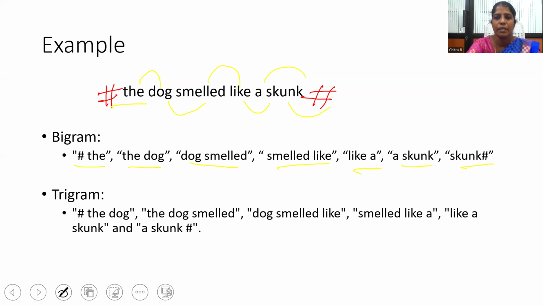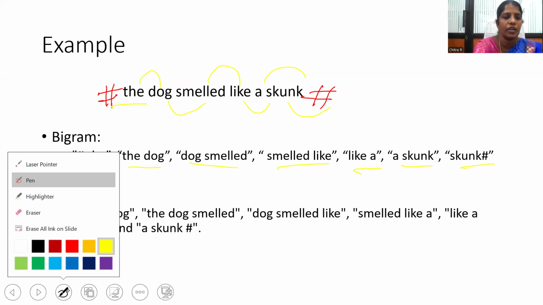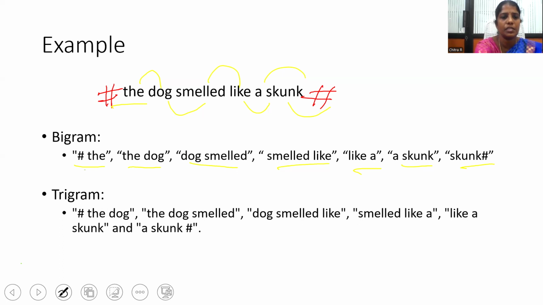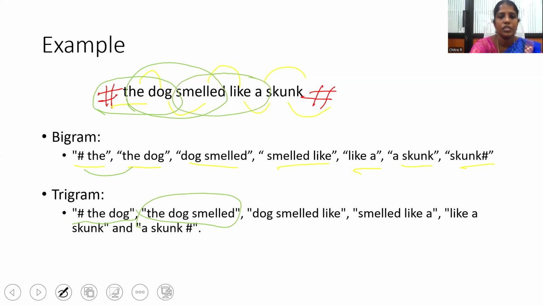If it is a trigram representation, how will you represent this one? Trigram representation means these 3 words are taken first: "the dog smelled". Then the next 3 words: "dog smelled like". Then "smelled like a". Like that, 3 words are combined together to form the sentence.